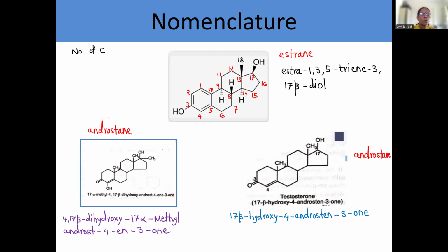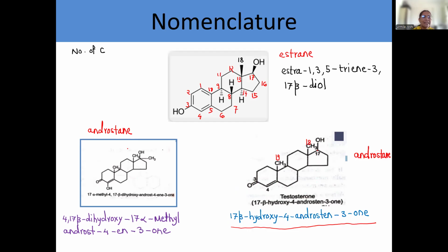Coming to these two are examples of androstane, because this is a C18 and this is C19 methyl group. Therefore, this is androstane. Now, this is simple. This is C17. So, there is a double bond at 4, keto group at 3. So, androst-4-en-3-one or 4-androsten-3-one. Okay. Attached to it is 17 beta hydroxy. So, this is 17 beta-hydroxy-4-androsten-3-one.